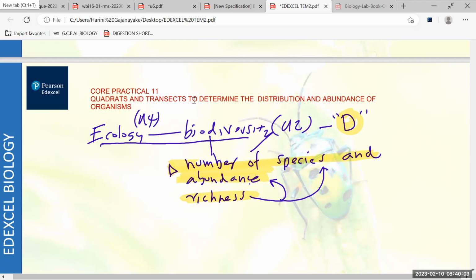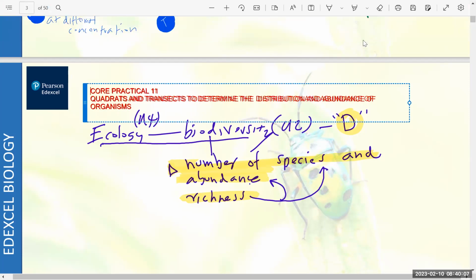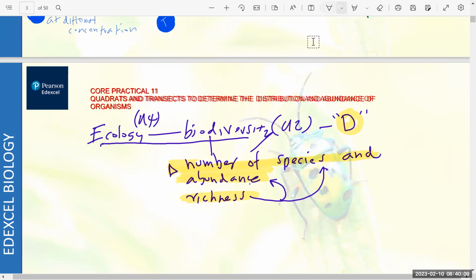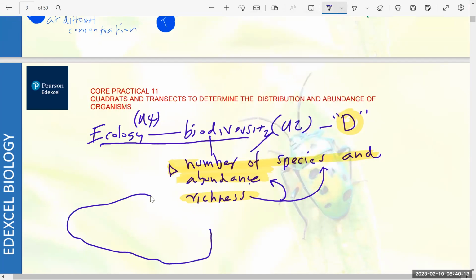Here, this is a separate practical now, and we are going to learn these practicals to count the number of species in an ecosystem. Okay, so it's like this. If there is an area, and you want to measure the biodiversity of a particular species, we have to do an ecological survey. So we are going to count the number of species in this area.